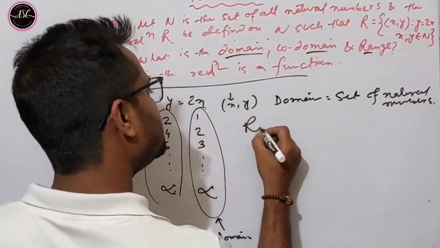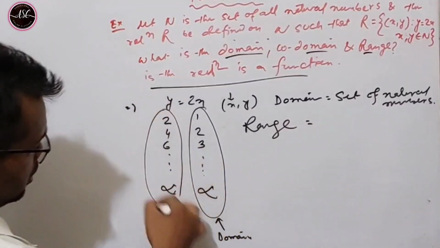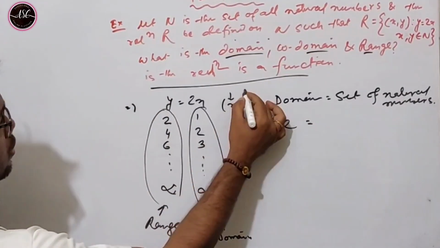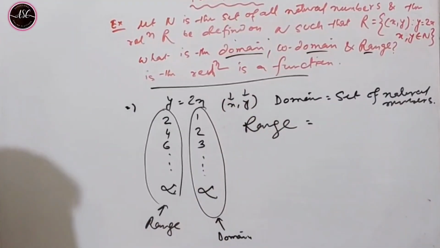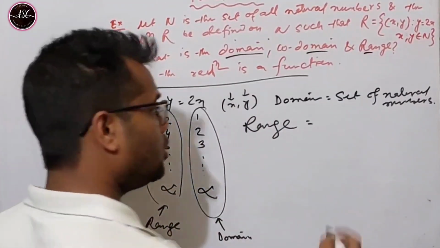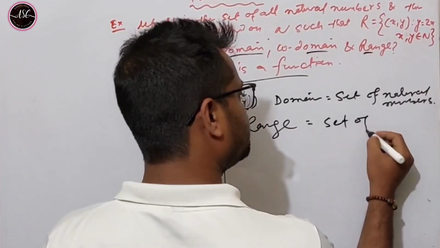Okay. Then the range. This is the set of all second elements in the ordered pairs in the relation R. So 2, 4, 6 up to infinity. So the set of all even natural numbers.